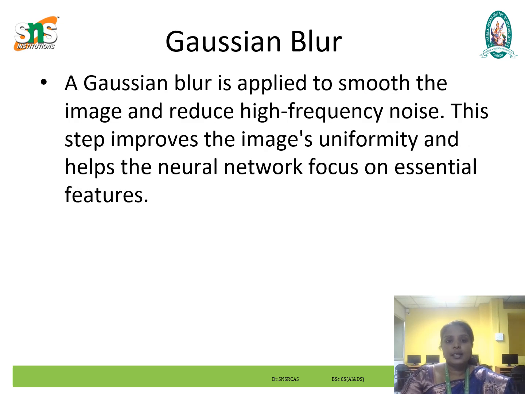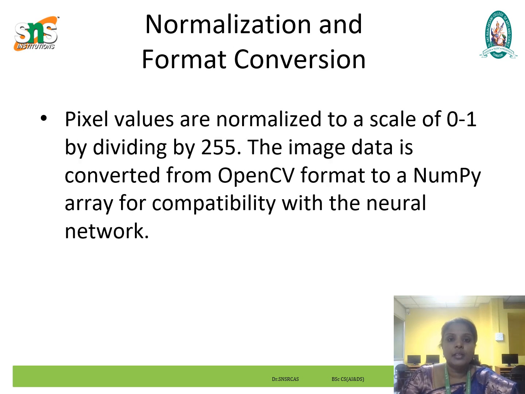Next one is Gaussian blur. To overcome the limitations of the neural network, Gaussian blur is applied to smooth the image and reduce high frequency noise. This step improves the image uniformity and helps the neural network focus on essential features. Then normalization and format conversion. Pixel values are normalized to a scale of 0 to 1 by dividing by 255. The image data is converted from OpenCV format to a NumPy array for compatibility with the neural networks.